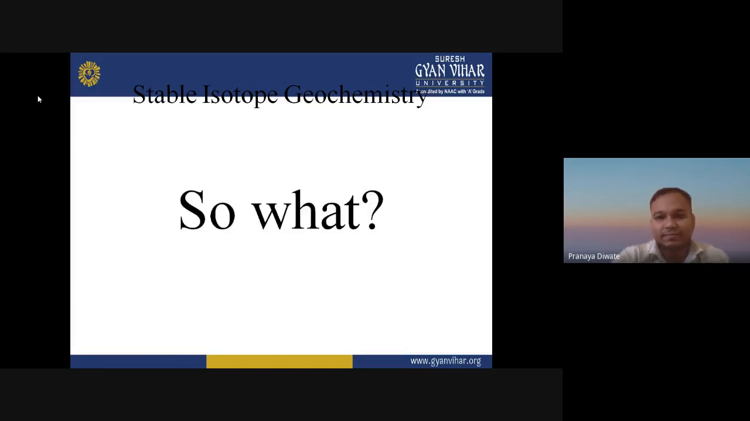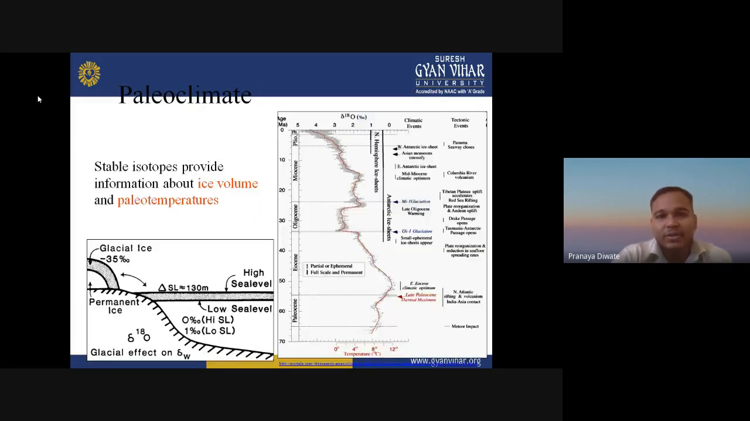So this is how you can have isotopic fractionation. Why do we study all this, and what is important about it? Stable isotopes provide information about the ice volume and paleotemperature. There is glacier ice which has a value of minus 35. That is what we are already studying here.